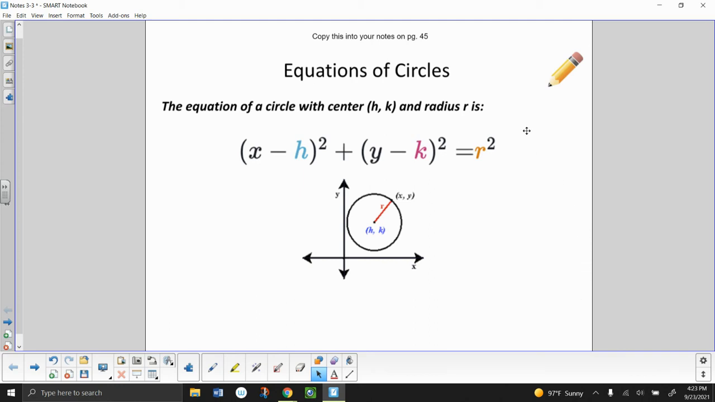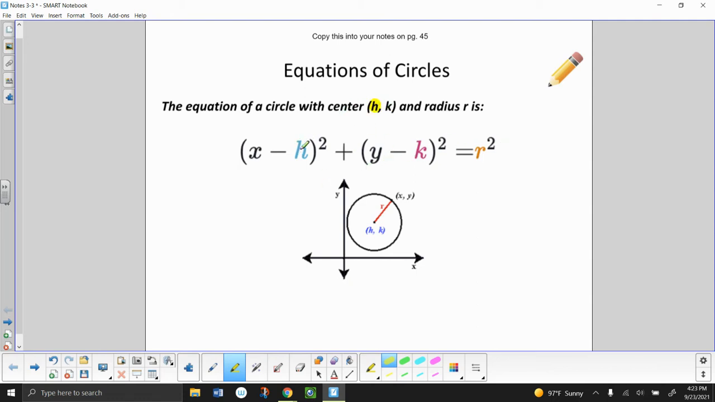All right, here is the video for notes 3-3, equations of circles. So on page 45, I want you to write this down, equations of circles. The equation of a circle with center (h, k) and radius r is (x - h)² + (y - k)² = r².